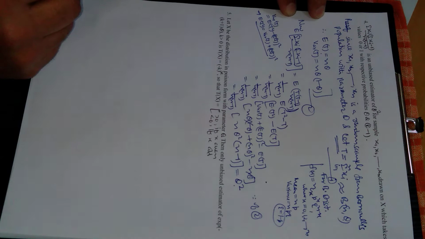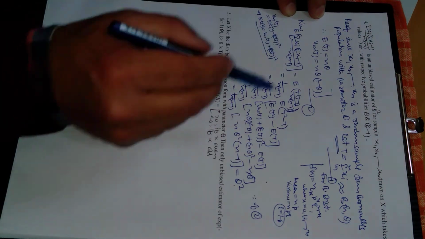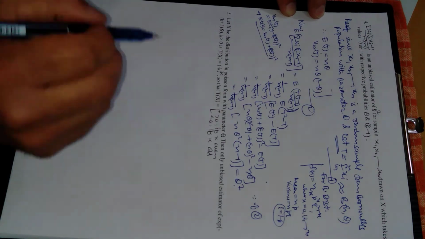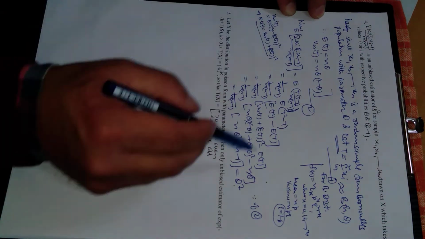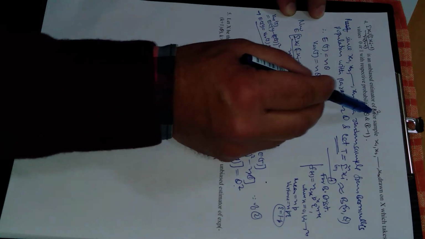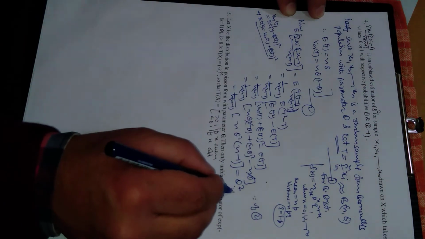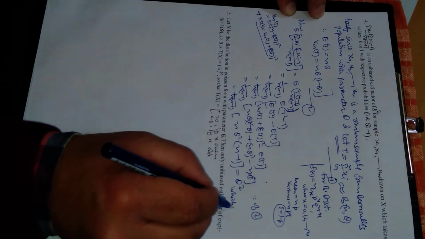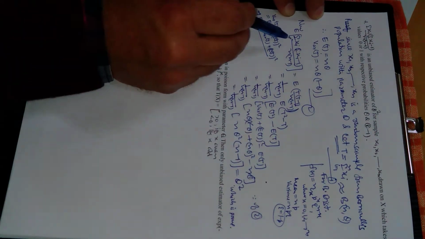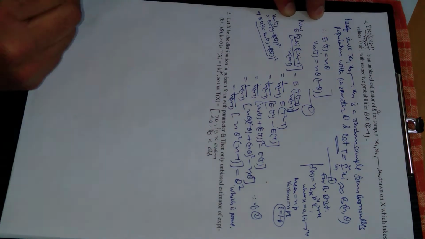So what we are proving: expected value of this one is equal to theta square, right? If expected value of this is equal to theta square, that means this one is an unbiased estimator of theta square, which is proof. ये तो हमने प्रूव करना था, which is proof, right? Because expected value is coming to be theta square.